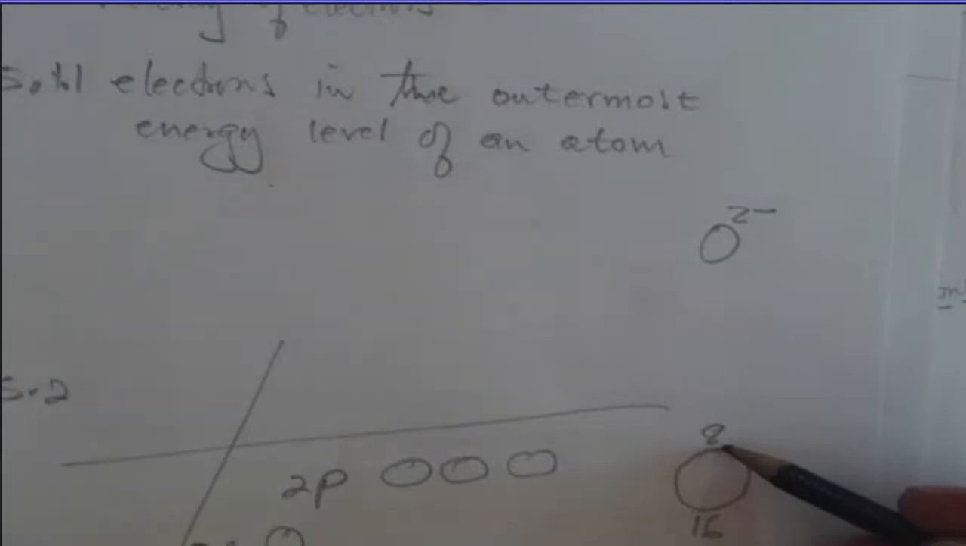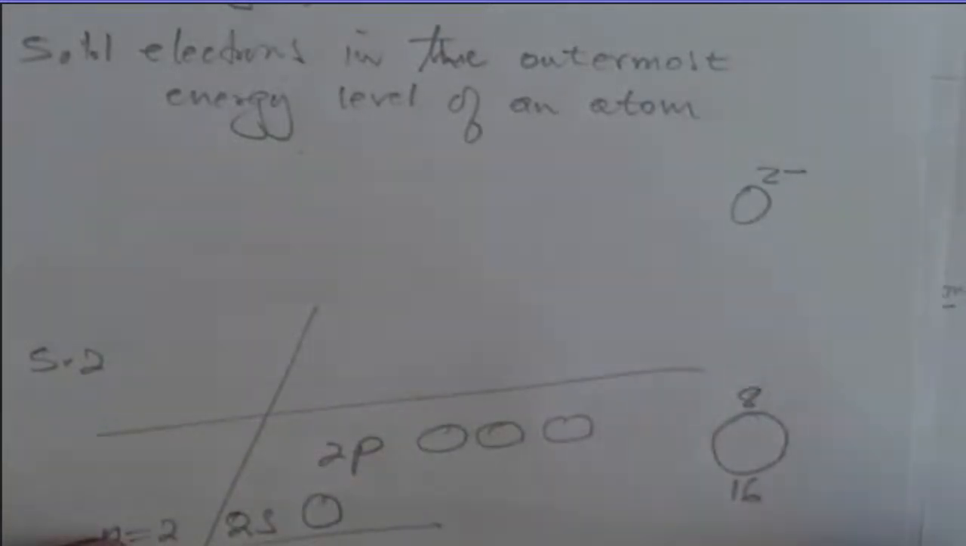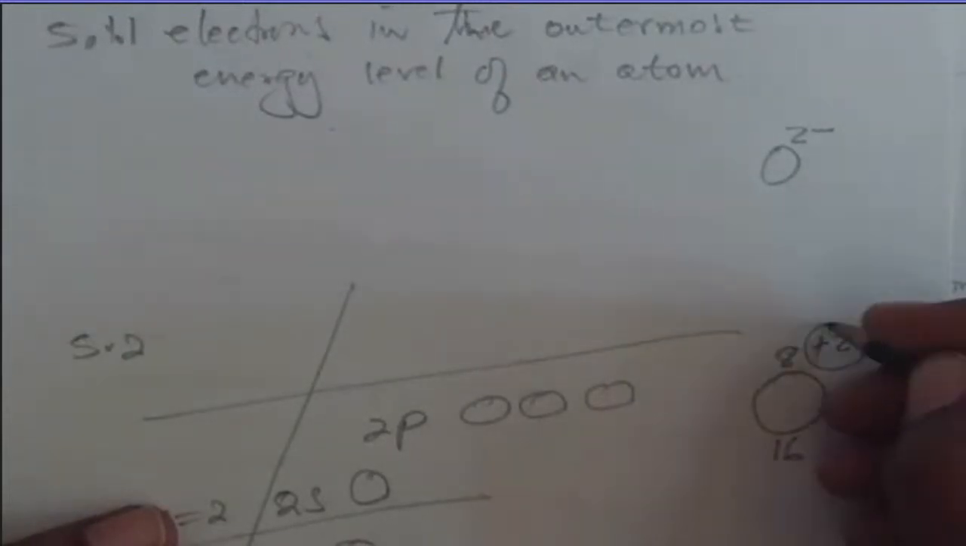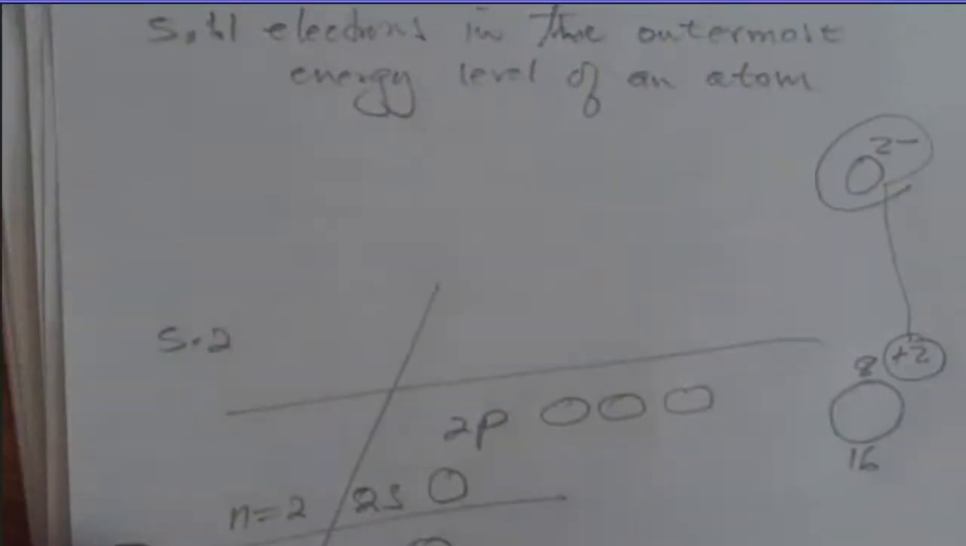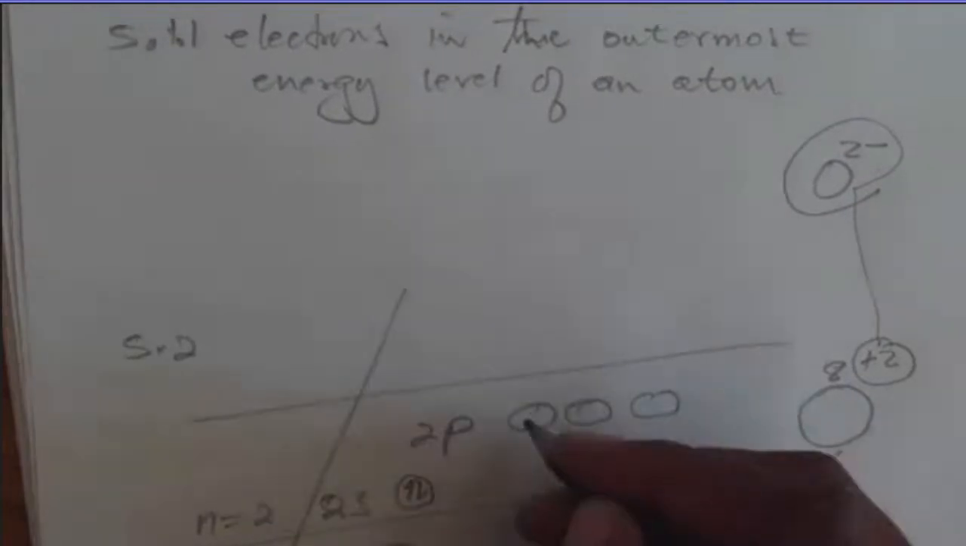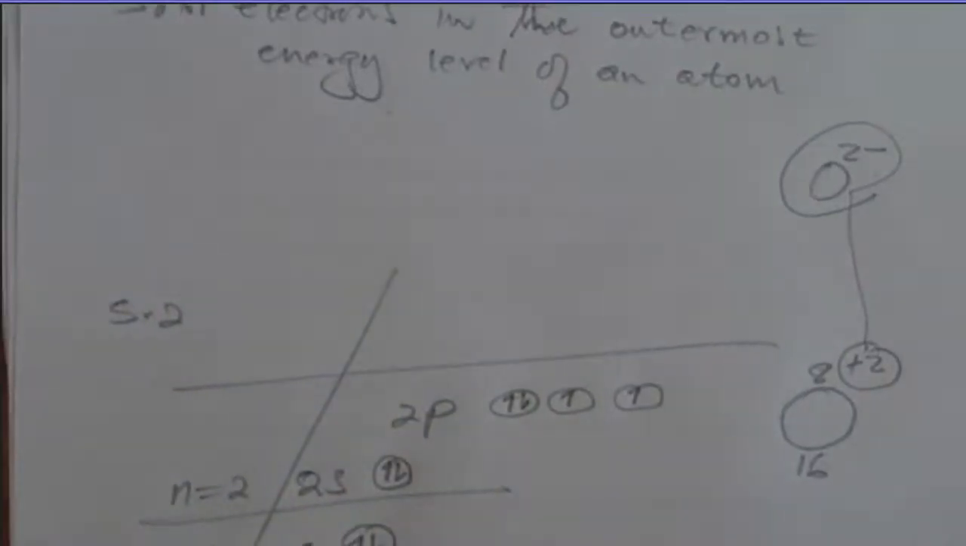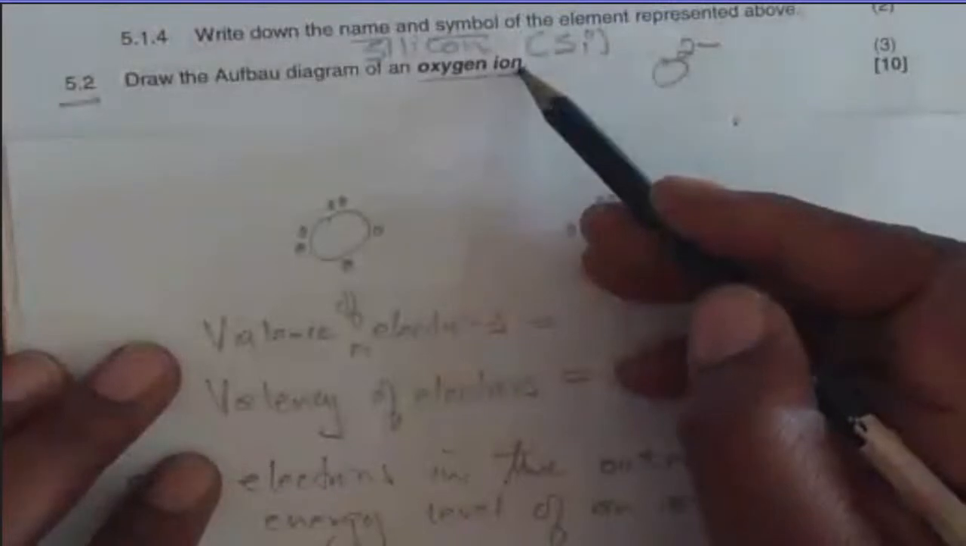It's gaining 2 electrons. If it's going to gain 2 electrons, it will be the same as neon, which I think has 10. So I'm going to have 10 there, not 8, adding plus 2 because it's an ion. So 1, 2, 3, 4, 5, 6, 7, 8. So this is an oxygen atom, but the oxygen ion gains 2 electrons, 9, 10. So this is how you draw an Aufbau diagram of the oxygen ion.